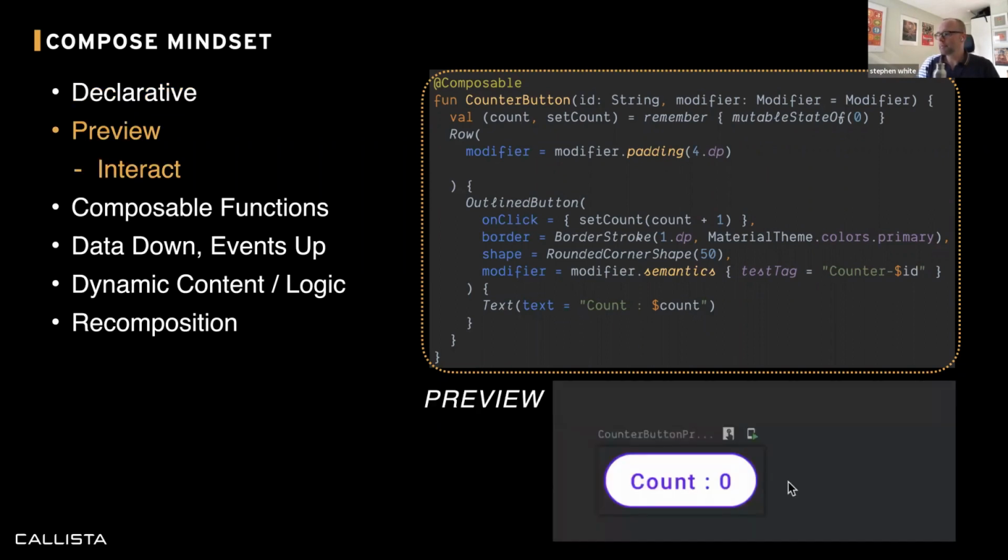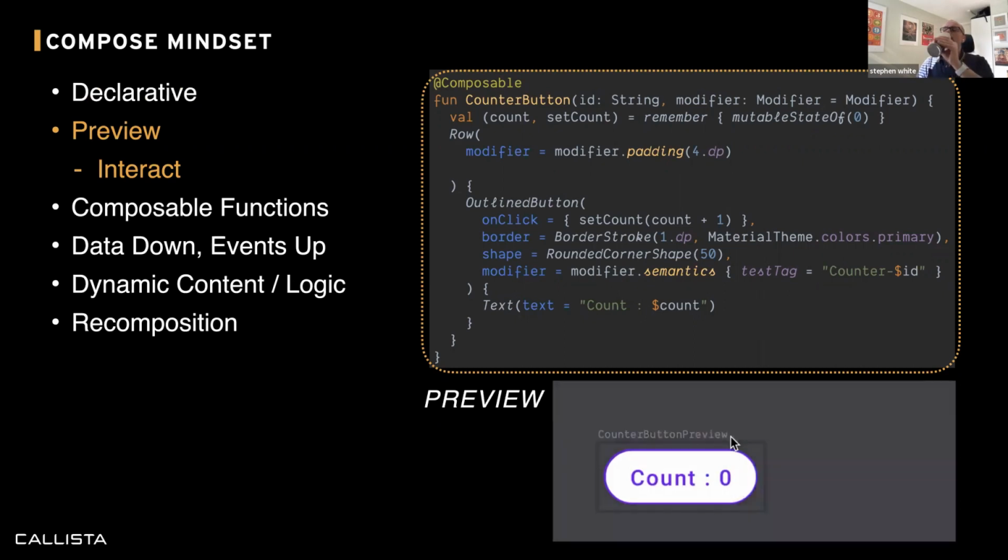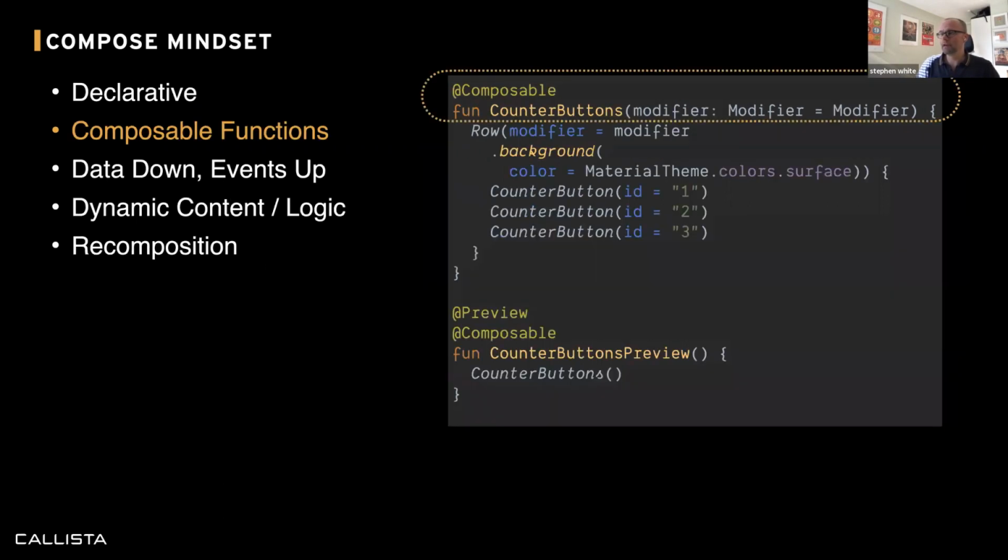Also, we have the ability to preview this. We can do this in Android Studio. And you can see that we can basically preview this button directly. We can also preview the state that's being updated, which is super nice. Composable functions.